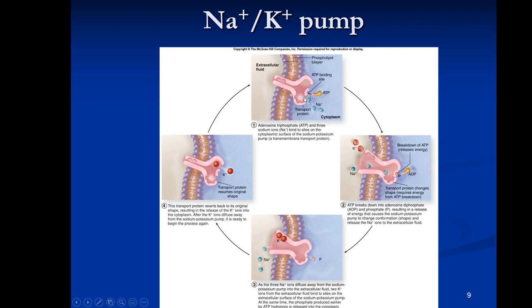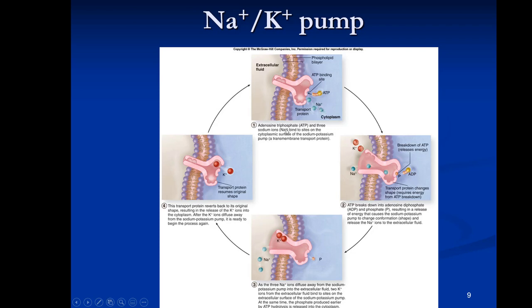And you can see how it's changing shape through this process like we saw with facilitated diffusion. The difference is this requires energy because it's pumping things against the direction that they naturally want to go. The sodium-potassium pump takes 3 sodium ions, grabs them, moves them out of the cell, and then right after that grabs 2 potassium ions and pulls them into the cell. Both of these are moving against their concentration gradients from low concentration to high concentration. Since it's going against the concentration gradients, it requires energy, and that's where the ATP comes in.